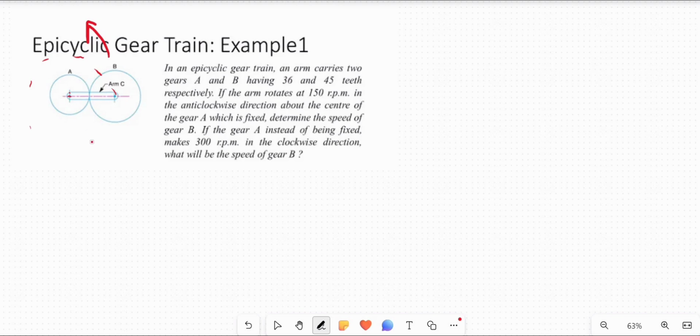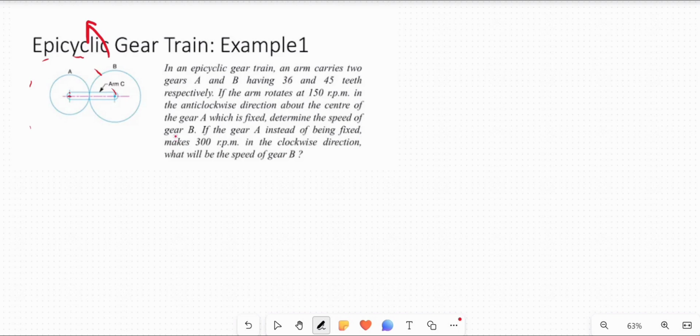What are our sign conventions? Anti-clockwise is bad because it's going against the clock, so it's negative. Clockwise is good because that's how the clock works. So a clockwise rotation is positive. So if the arm rotates at 150 rpm in the anti-clockwise direction, according to us, that's negative 150 rpm about the center of gear A, which is fixed. Determine the speed of gear B.